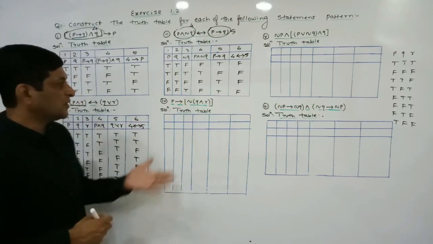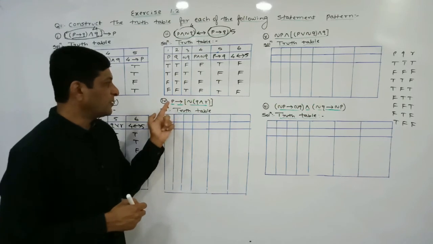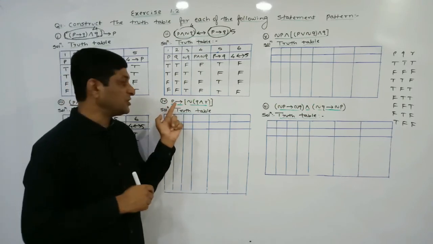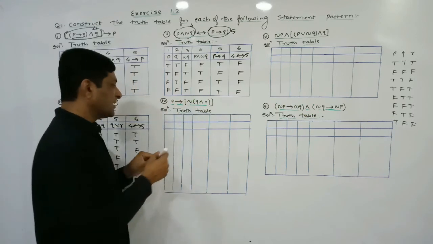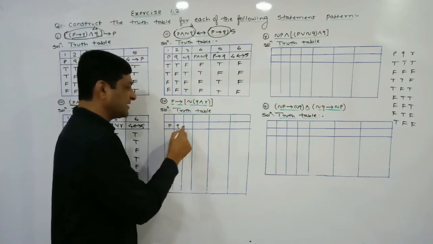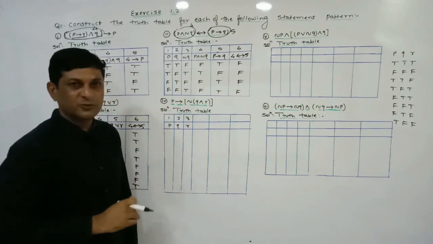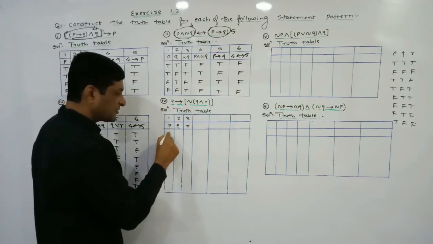Now let us try to solve the next example. Here also, if you observe the statement, how many letters, meaning how many statements are under consideration? P, Q, R. If 3 statements are under consideration, we have already seen that there are 8 possibilities of truth values. Which are these 8 possibilities?